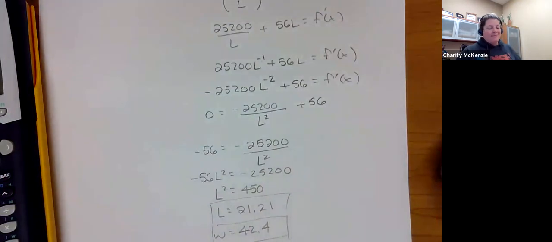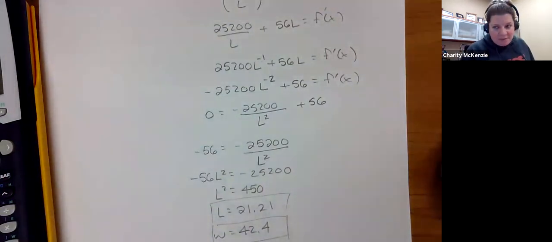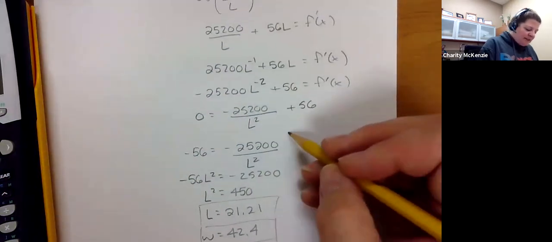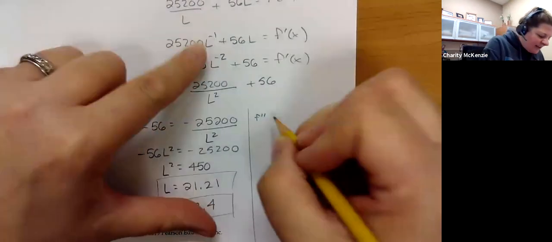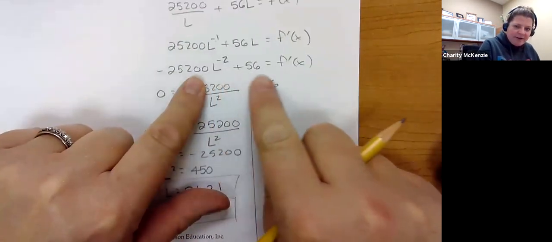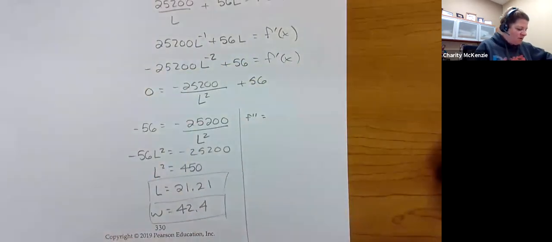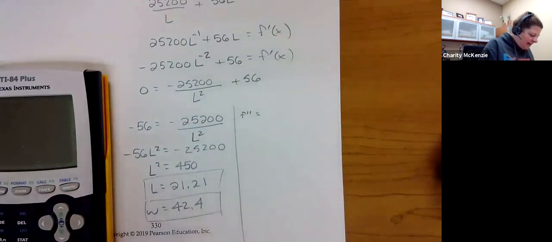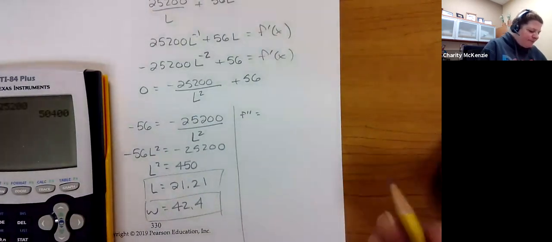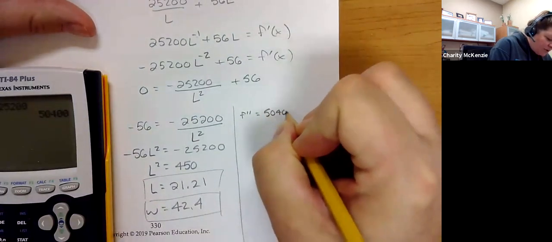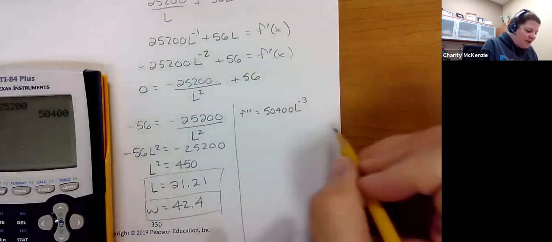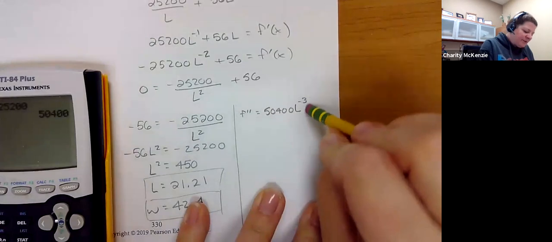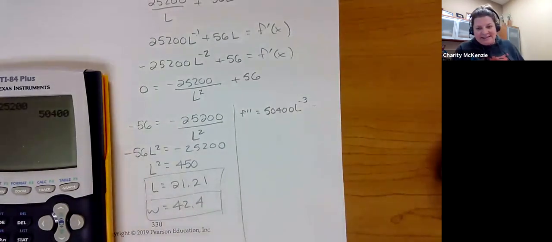Now I'm still not sure if this is a minimum, because we want it to be, right? Because the problem told us. So I'm going to do the second derivative right here. My second derivative of my derivative is right here. So the second derivative would be -2 times -25200, which is 50400, L to the -3. I don't need it to equal the derivative, I already have that part. So this is my second derivative.